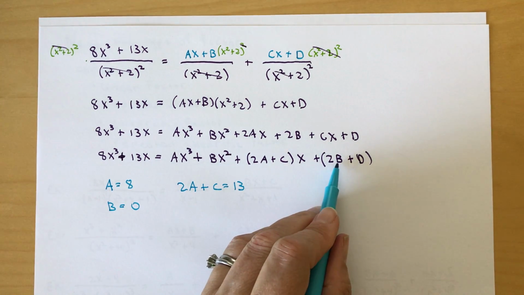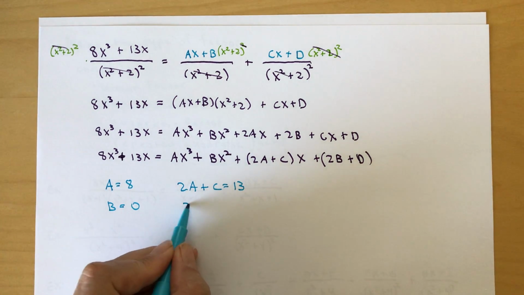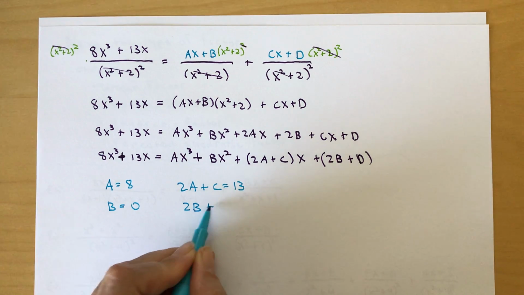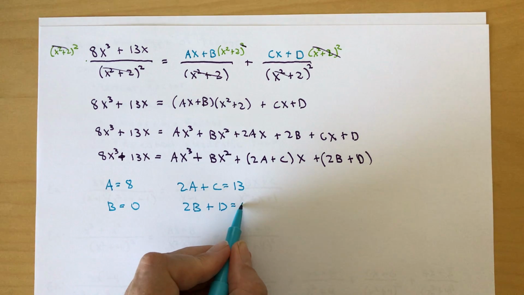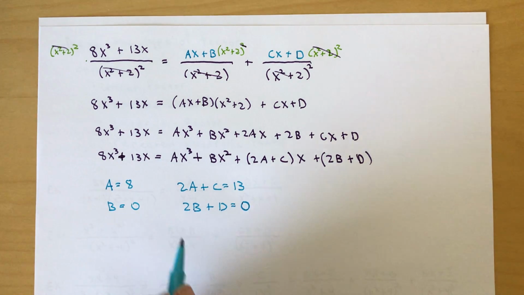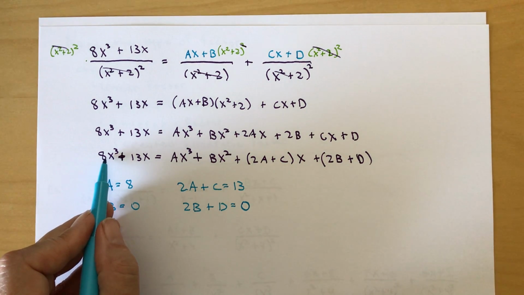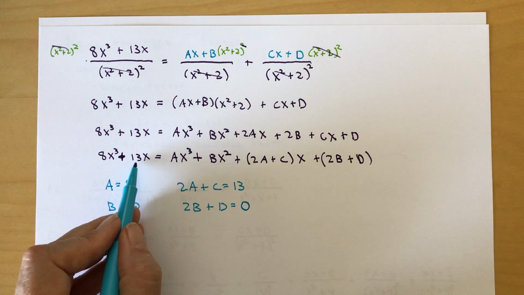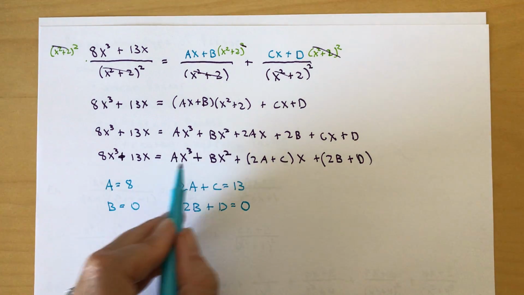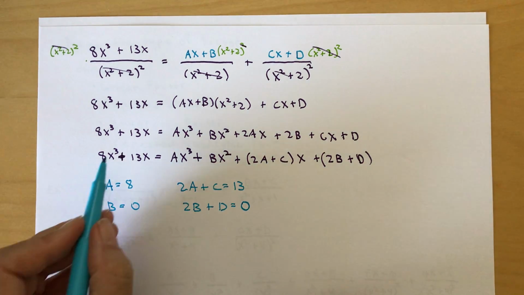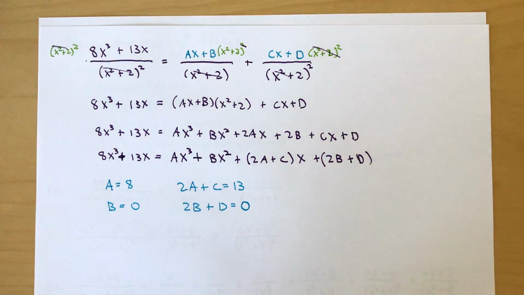And then I also know that 2b plus d has to equal 0 because there's no constant there. This is really 8x cubed plus 0x squared plus 13x plus 0. And these coefficients have to equate to the coefficients over here. So I think I'll write that out a little more clearly.